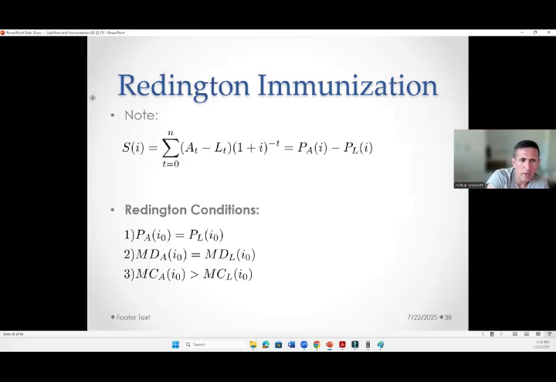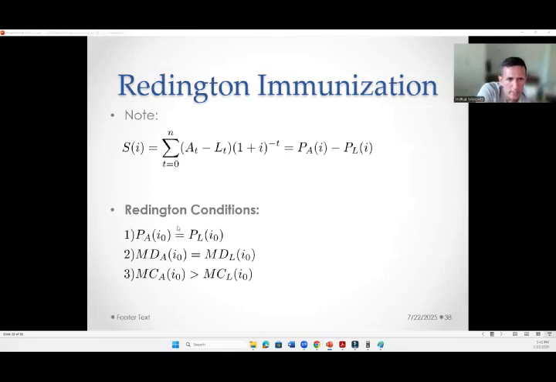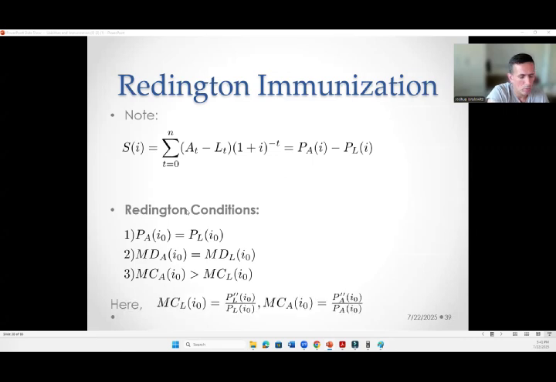All right, something to be aware of is that you can write the Redington conditions in terms of modified duration and what's called modified convexity, and this is pretty trivial stuff here.